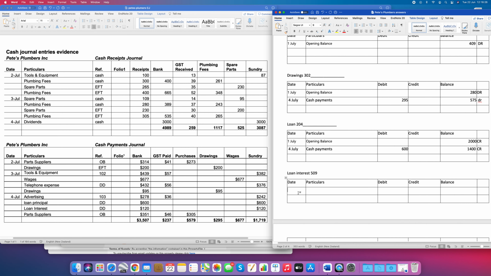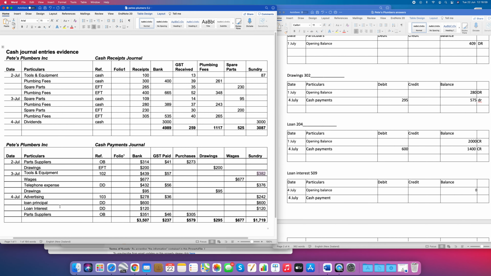So we're putting in our date, 4th of July. Particulars, we need an opening balance. And at the moment, there's nothing there. It wasn't on the trial balance, so that means it must have a zero balance. If it's got a zero balance, it's not debit or credit, it's just zero. So just leave it as that. Then we're going to go in and do our entry. Also on the 4th of July, we have got from our cash payments, and we're looking at this interest. So that's this here, loan interest.